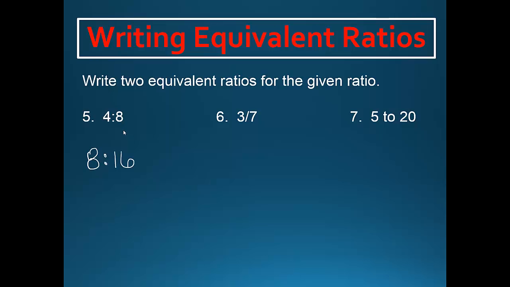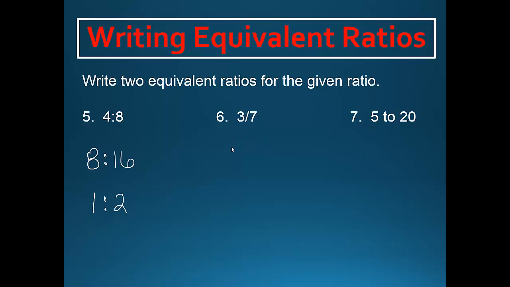In the previous problem, we looked at fractions in simplest form, but you can also write ratios that use a colon in simplest form. So let's divide both of them by 4. 4 divided by 4 is 1, and 8 divided by 4 is 2. So 4 to 8 would also be equivalent to 1 to 2. There are many other equivalent ratios that we could have put for this problem. These are just two examples.